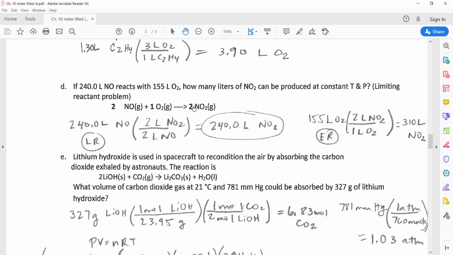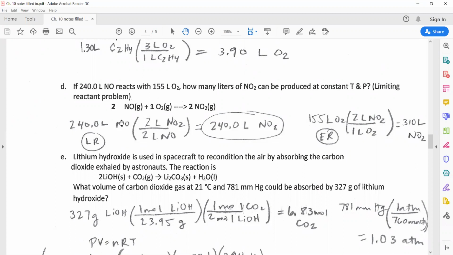They're all gases, so we can use these as liter to liter ratios. This brings up a limiting reactant situation because it tells me the amount of both reactants. So it's saying if you use all 240 liters of NO and you use all 155 liters of O2, how much of the NO2 can you actually make?